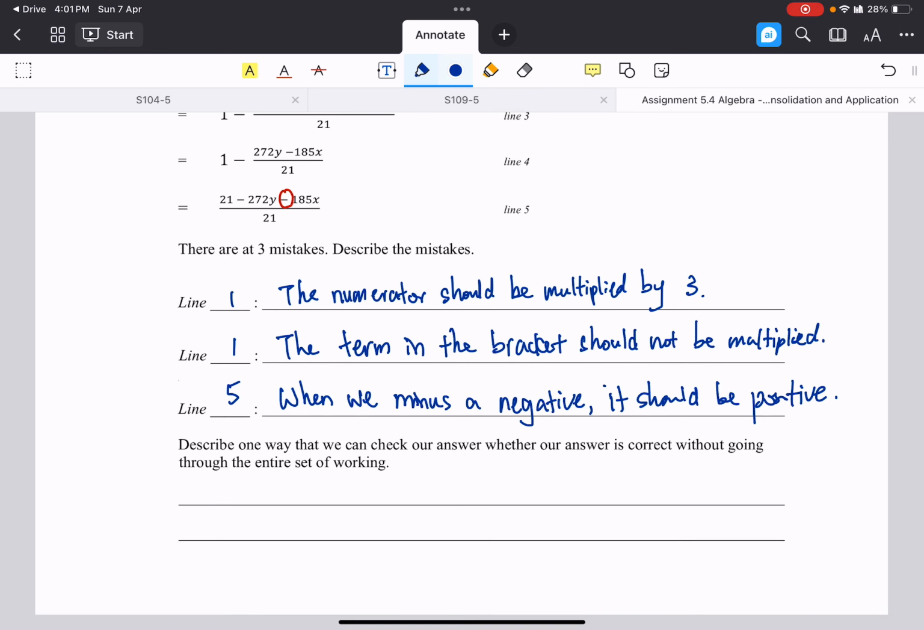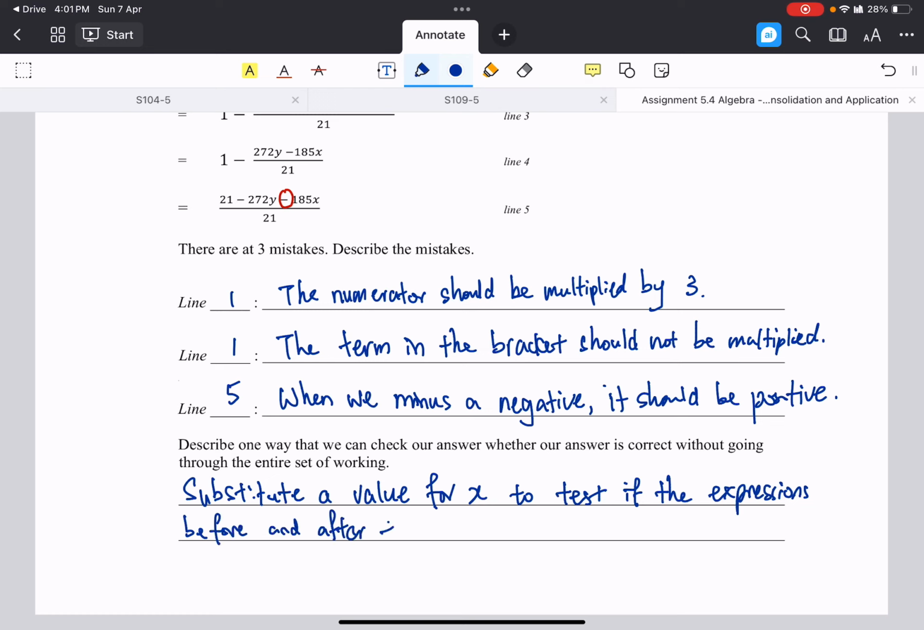Finally, the question is asking, is there a way to check our answer, whether our answer is correct, without going through the entire set of working? Sure, we can substitute a value for x to test if the expressions before and after the simplification give the same value. So if you do it properly, you should get the same value.